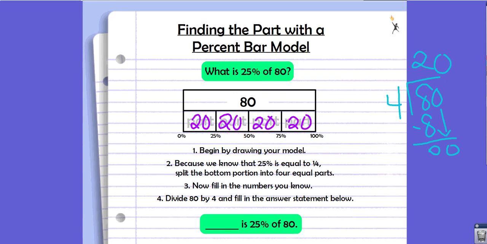So for the question specifically, it's only asking about 25%. And I know that 25% of it is this section over here, which we already said was worth 20. So 20 is 25% of 80.